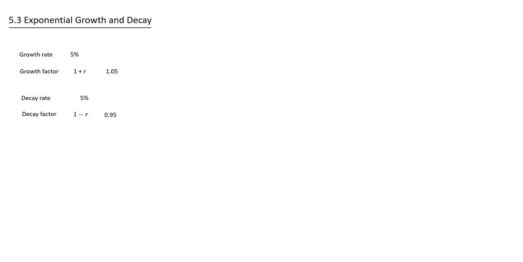So what goes into the equation, if it's growth, is 1 plus the rate of growth. If it's decay, what goes into the equation is 1 minus the rate of decay. Now our exponential function is f of x equals a times b to the x. A is the initial starting value, and b is our growth or decay factor. So if it's growth, we're going to have f of x equals a times 1 plus the rate of growth to the x. If it's decay, we'll have 1 minus the rate of decay to the x.